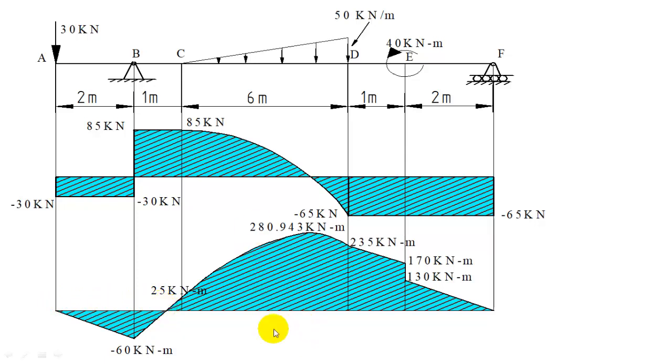So that completes the shear force diagram, bending moment diagram, and we have marked the peak bending moment. Maximum bending moment also you are getting here only, 280.943 kilonewton meter, and maximum shear force is 85 kilonewton. And also we located the point of contraflexure.